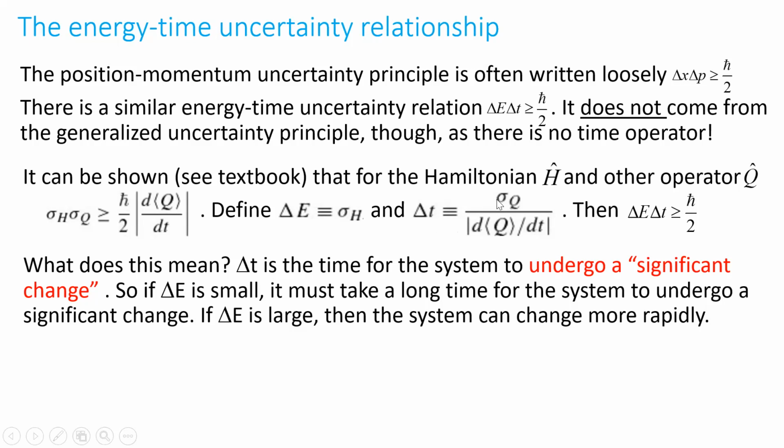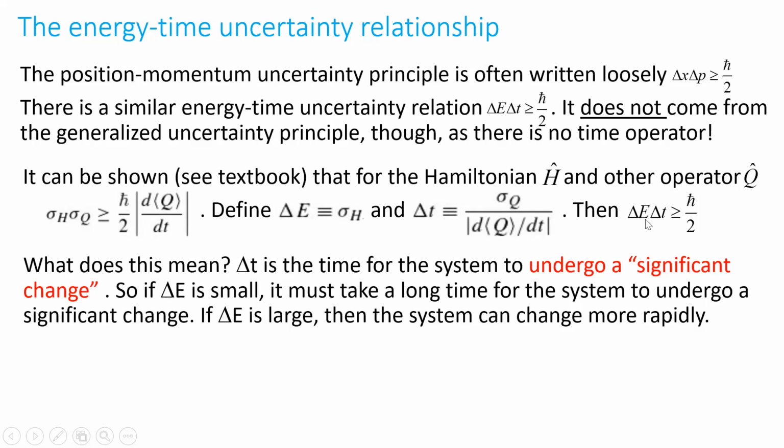So if we look at this expression, sigma Q is the standard deviation of Q, and the denominator is how fast Q is changing. So if we take the standard deviation of Q and divide by the rate at which Q is changing, delta t would be the time it takes for the expectation value of Q to change by 1 standard deviation, which is a significant change in the system because the standard deviation is a significant chunk of the possible values of Q. So this is just a way to capture the idea of a time for a significant change, the time it takes for the system to change the expectation value of an observable Q by 1 standard deviation. Okay, so that's what this delta t means, to undergo a significant change.